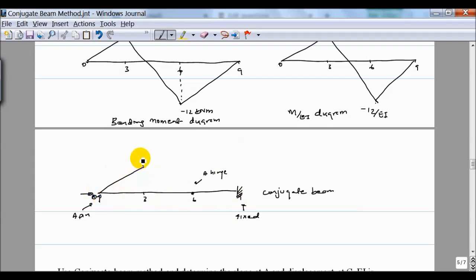I'm going to have my load, that is the M over EI diagram, as the load: 6 over EI, then here 12 over EI. I'm not marking minus 12 over EI. The reason is that when it comes to a load, we apply it in that direction. If it's a positive load, it acts upward. If it's a negative load, it acts downward.